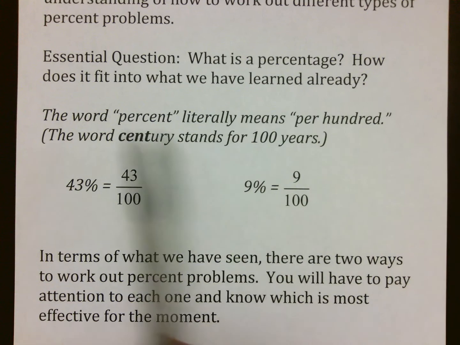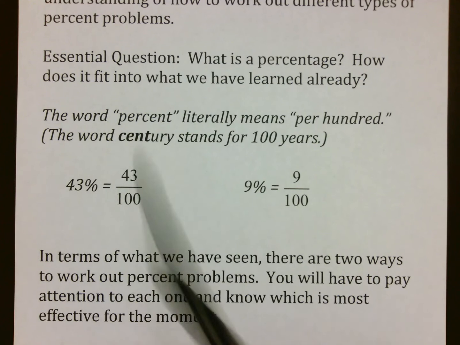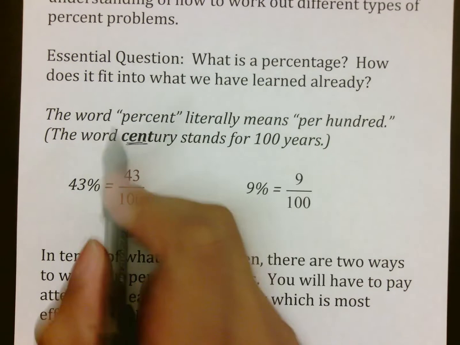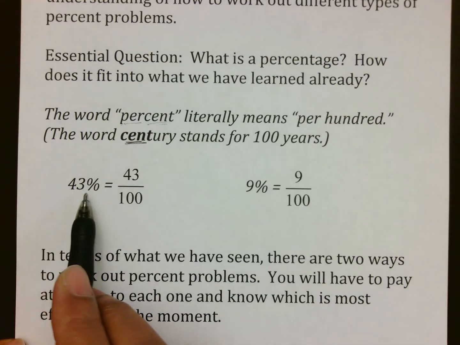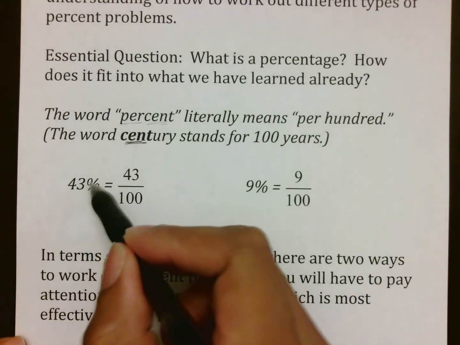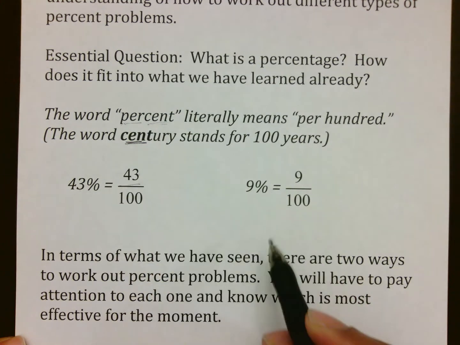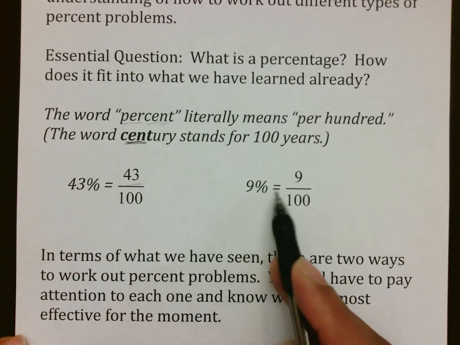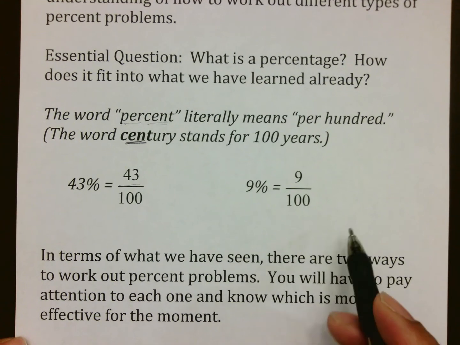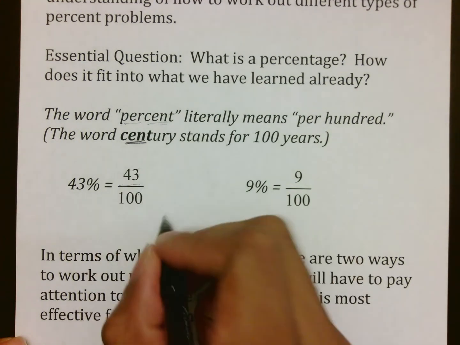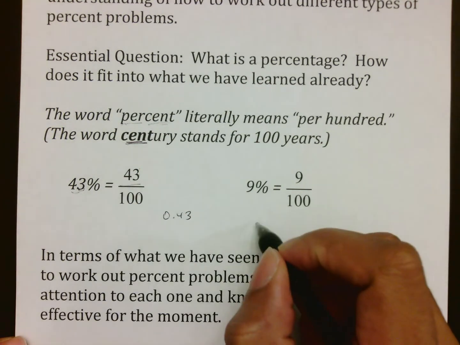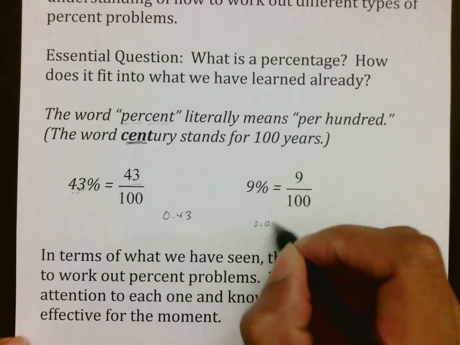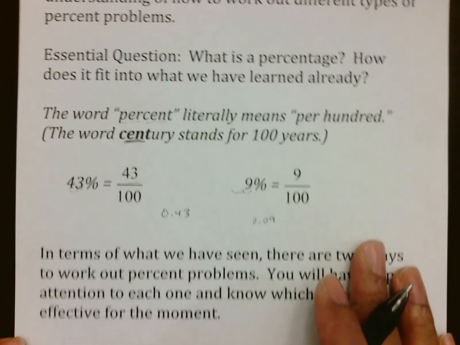You'll learn really what a percentage is, but just know that the word percent literally means per 100, because if you think about the word century, that stands for 100 years, and so per cent would be per 100. And so whenever you look at the value of 43%, it pretty much just means 43 per 100. 9% as a fraction would just be 9 per 100. That is where your conversion comes in, because 43 hundredths is written as 0.43, which is where they showed you to move the decimal, and 9 hundredths is written as 0.09, which again is where your conversion comes from later on.